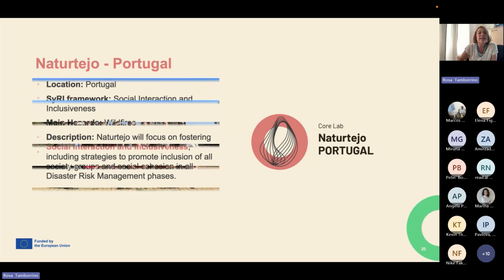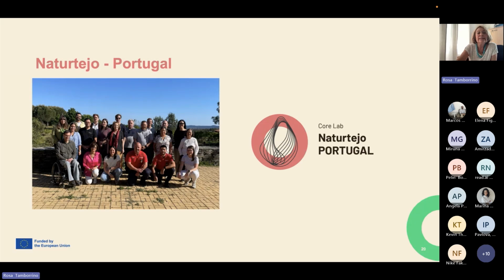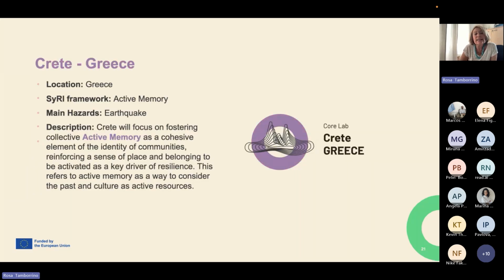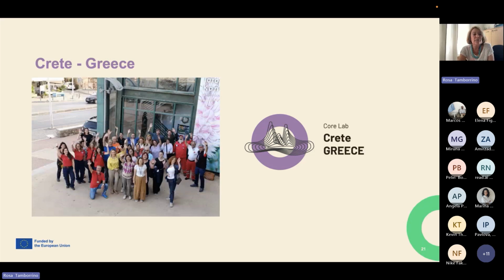And as you can see, the network and Crete in Greece is related with earthquake and with the need to activate the past in a way. So active memory, because it's a museum, and also because we consider collective memories especially relevant for creating an understanding, learning from the past, with the need to improve our awareness.